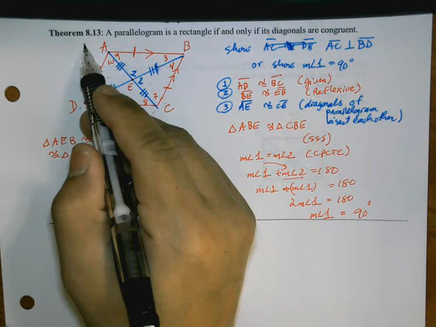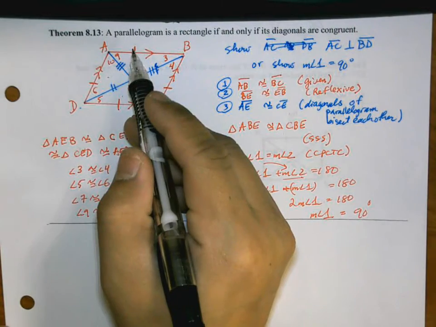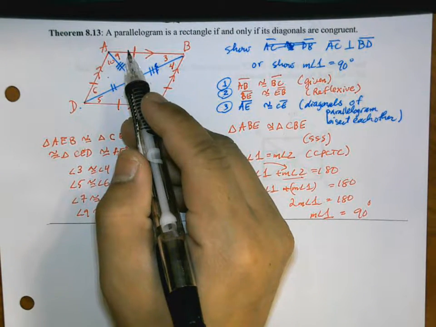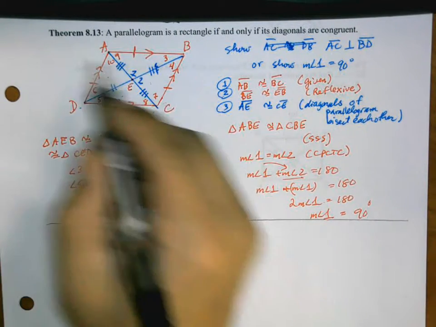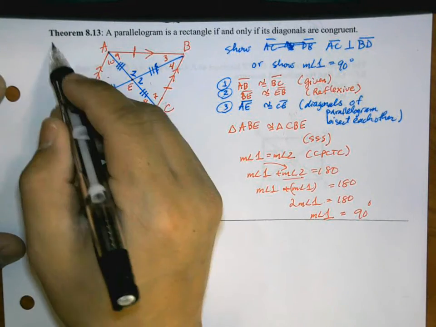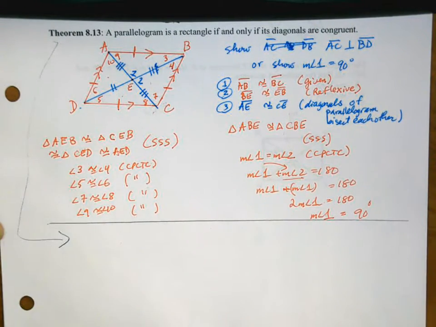So we're going to look at theorem 8.13 here. A parallelogram is a rectangle if and only if its diagonals are congruent. And all this stuff here was from a prior proof, so let's go down here.